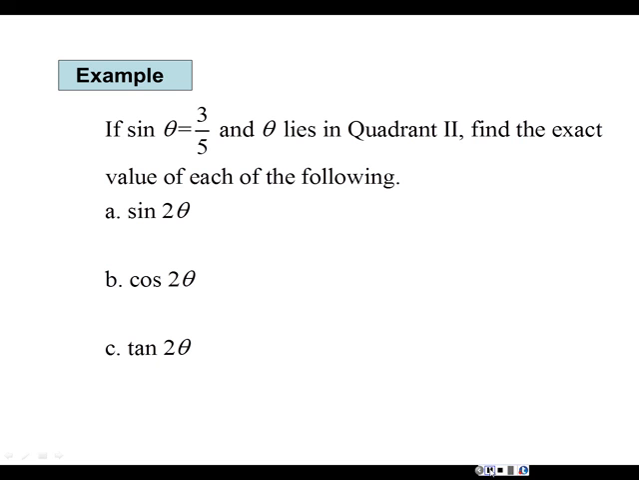So make sure you always have the right sign, because our tangent was negative, and you are in the second quadrant, so it should have a negative value.